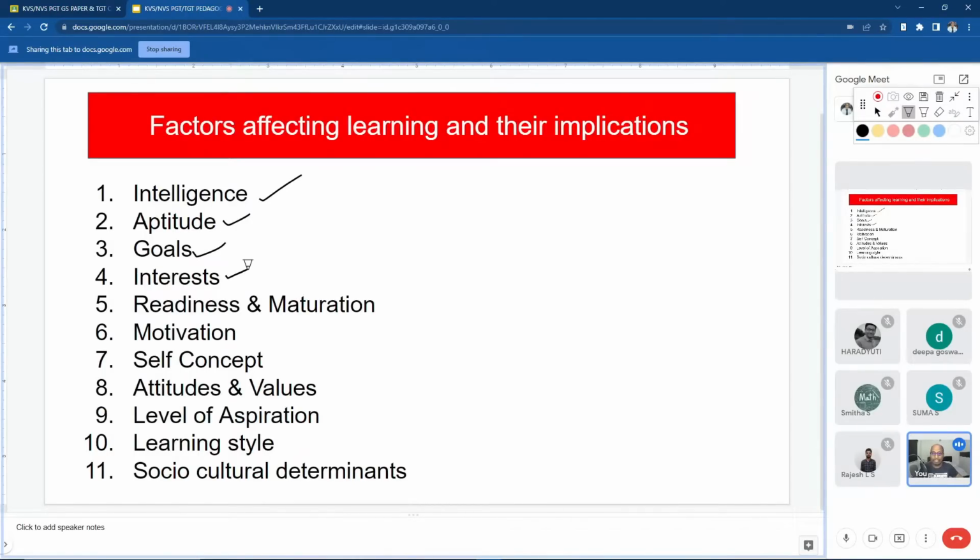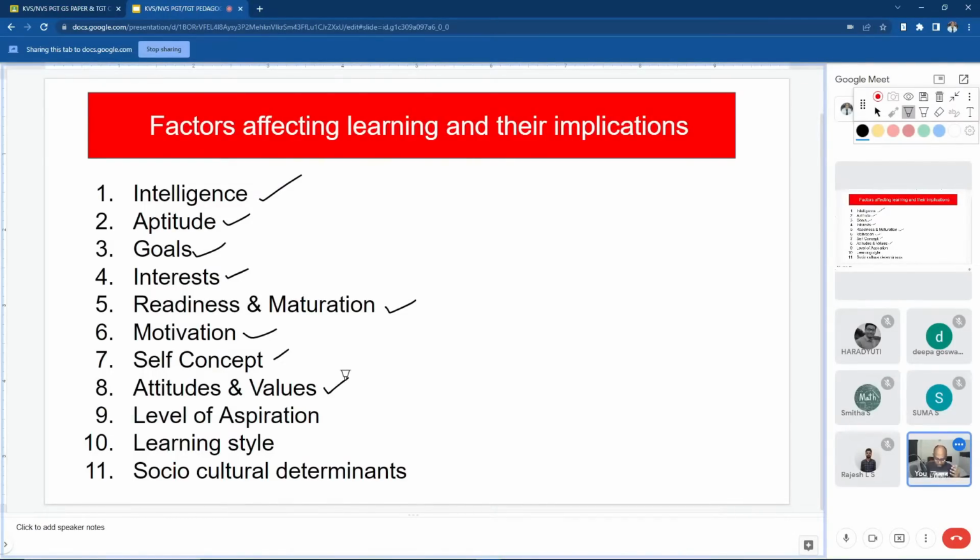Now the interest: they are not interested in studies, they are interested in sports, so they are not ready to study. Then readiness and maturation. Yesterday we discussed that if they are not ready to learn, and not mature enough to understand the future consequences of this effort, they will not study. Then there is no motivation. Motivation is one of the factors which affect students not showing interest. Self-concept: if they don't understand themselves and the importance of studies, they will not study.